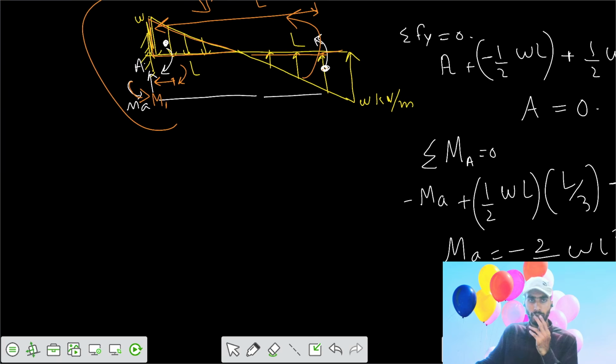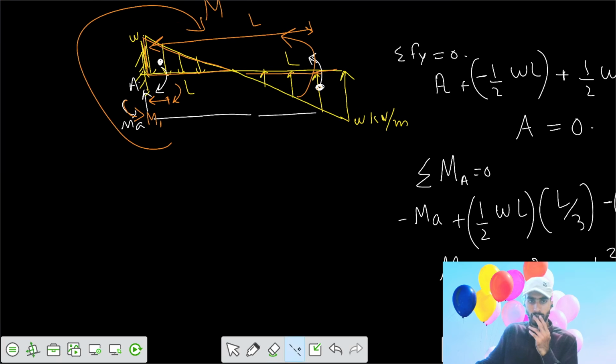So now we want to make the SFD and BMD. Say this is your reference line for the shear force diagram. Here the shear force we got equal to 0 because reaction A equals 0. Then after that, the next critical point is at length L. We want to say what is the value of shear force at L.